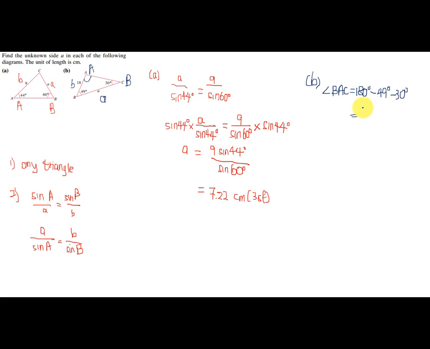Okay, remember to put down the reasons. Here I work out the answer first: 101. This is angle sum of triangle. So the reason for this working is angle sum of triangle. So once you have determined this, we can start using sine rule. Unknown A over sine 101 is equal to 18 over sine 30 degrees.